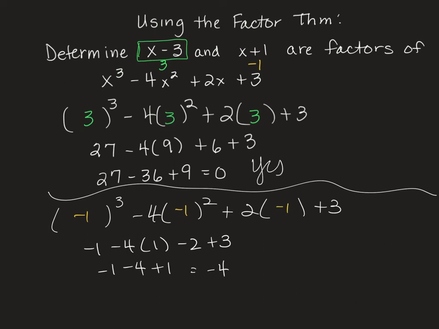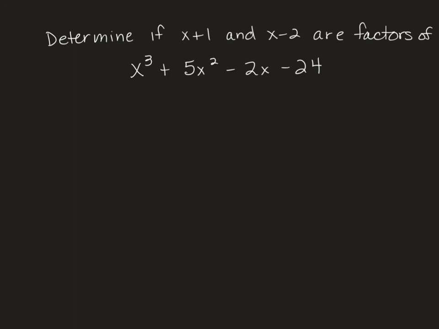So this one was yes. This one's no. Very simple. This one worked out to be 0. This one did not. Okay, so that's a factor. This one is not. So if I was trying to divide it to make it smaller, I'd want to use my factor, not the one that was. Try this one.